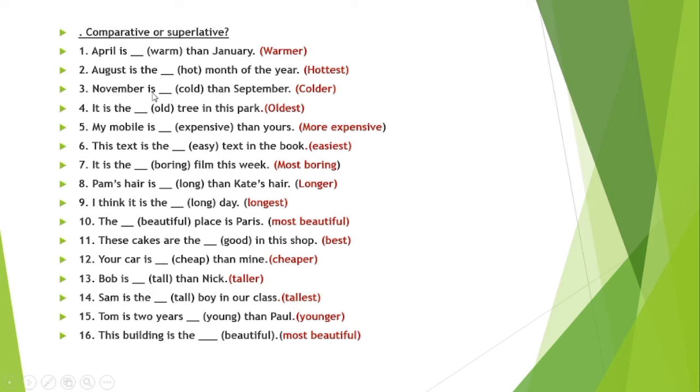November is dash than September. Again we have 2 months and there is a comparison, so we'll add comparative degree. Cold, single syllable, we'll add er. So November is colder than September.